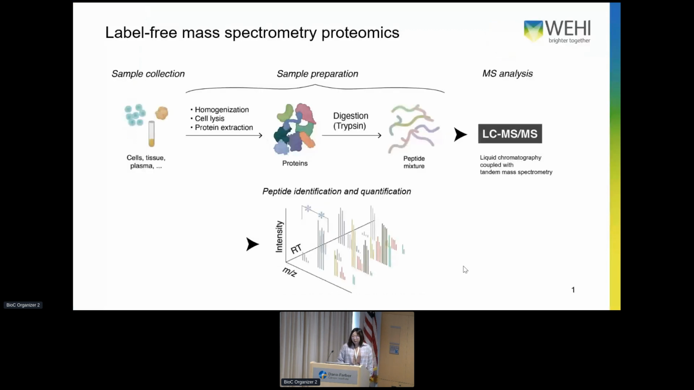For a brief introduction, mass spectrometry proteomics is a technology to quantify relative protein expression by analyzing the peptides derived from the proteins. A typical workflow starts from collecting the samples, from which the protein content is extracted and then digested by a protease to produce a peptide mixture. The mixture of peptides is then separated by liquid chromatography and analyzed by the mass spectrometer, from which the mass spectral data are generated. Peptides can then be identified and quantified based on the mass spectral data, and protein quantification can be achieved by summarizing these peptides.